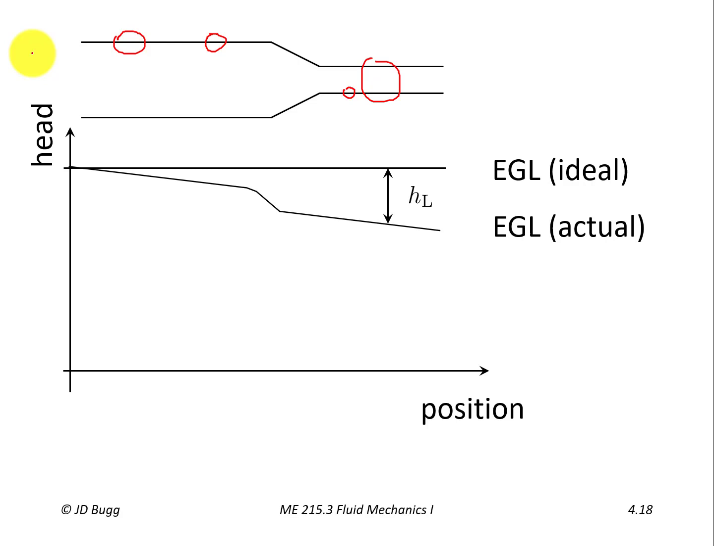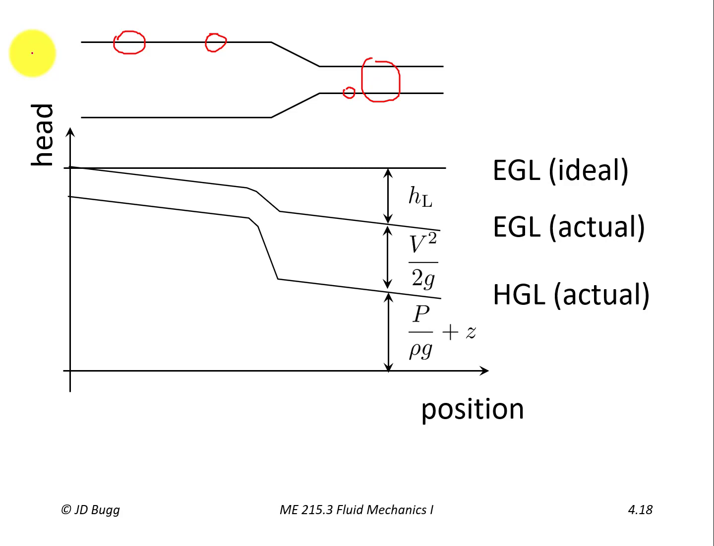Now, we can also put the actual hydraulic grade line on this. Now, realize that in the ideal version of this that we saw a couple of slides ago, the distance between the energy grade line and the hydraulic grade line is the kinetic head, v squared over 2g. Well, that's still true here. The distance between these two lines is going to be exactly the same as it was for the ideal case, because the velocities here are going to be the same.